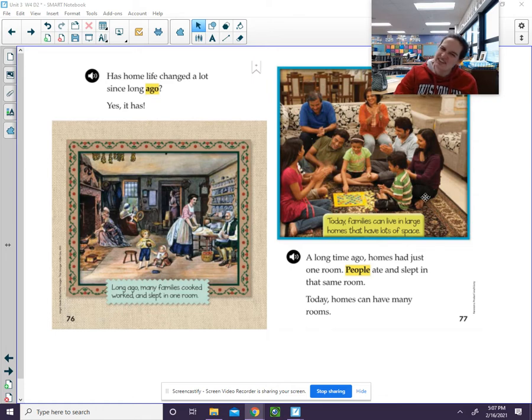Yeah, isn't that interesting? So it looks like over here they're working in their living room, but over here they are playing a game. Let's read the caption. Today, families can live in large homes that have lots of space. Yeah, so not necessarily the kitchen and where you sew and do everything is in one room. Here they're just using their living room as a place to play together. So we can see how homes are different long ago and today.